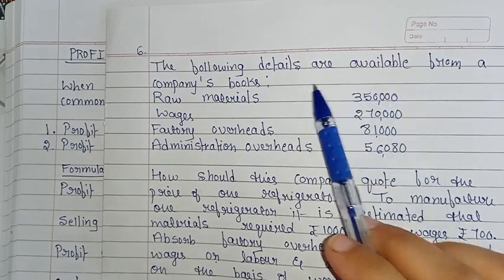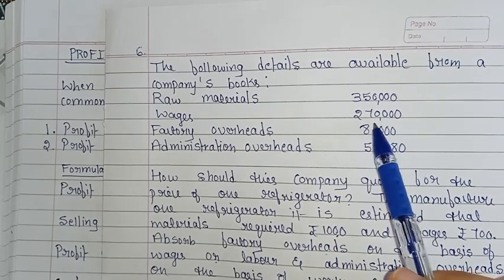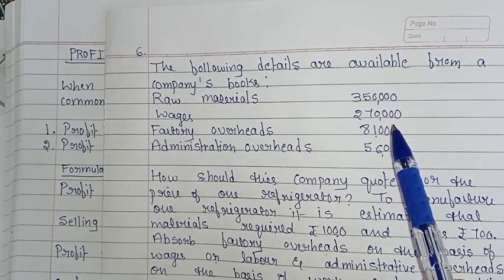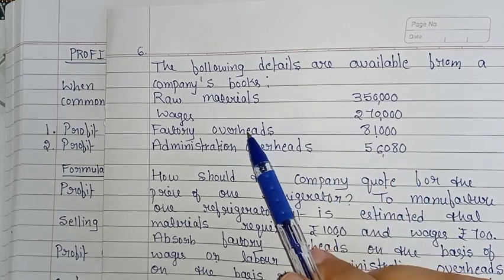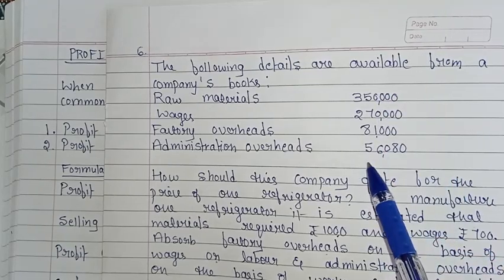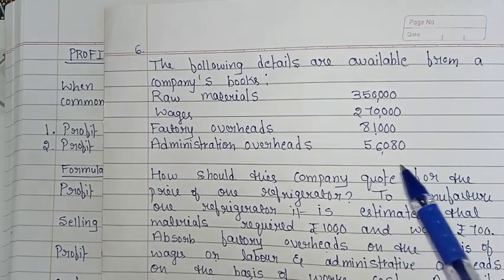We have to add raw materials and wages. Then we will arrive at prime cost. After that, we need to find out the factory cost or works cost. For that, we need to add factory overheads, that is rupees 81,000, to the prime cost. After that, administration overheads, that is rupees 56,080. Then we will get cost of production.